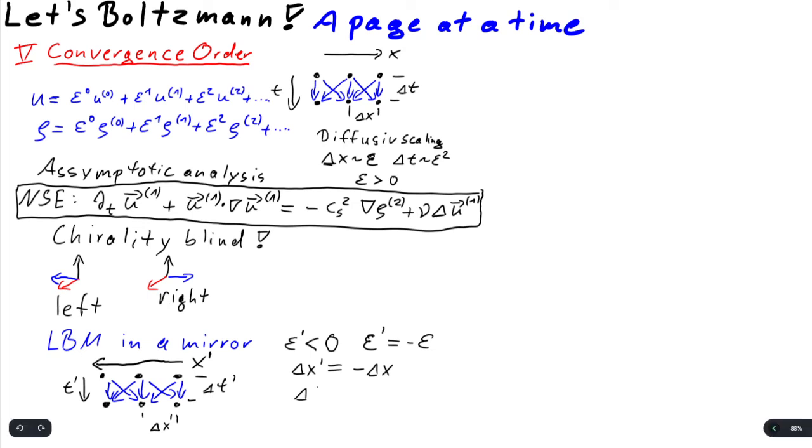However, delta t in the new coordinate system, because this is proportional to epsilon dash square, which is minus epsilon, square, means that this stays the same. So there's no change in the time step. So Lattice-Boltzmann also, because it looks exactly the same in the left-handed or the right-handed coordinate system, is also chirality blind.